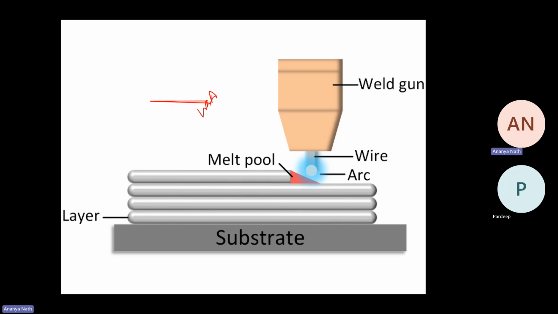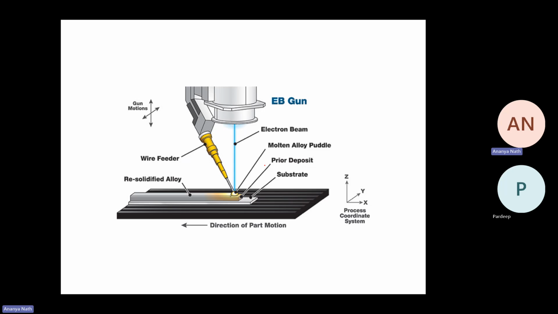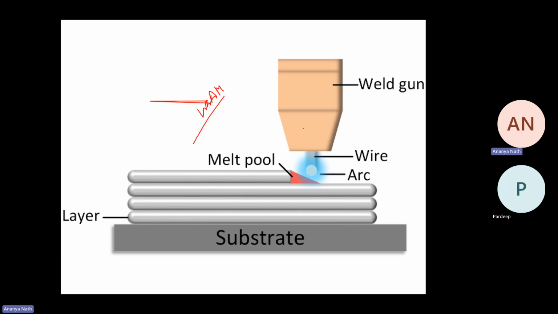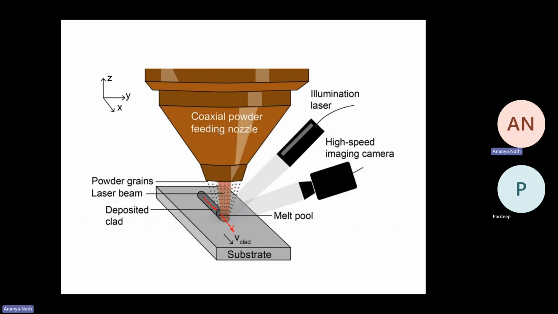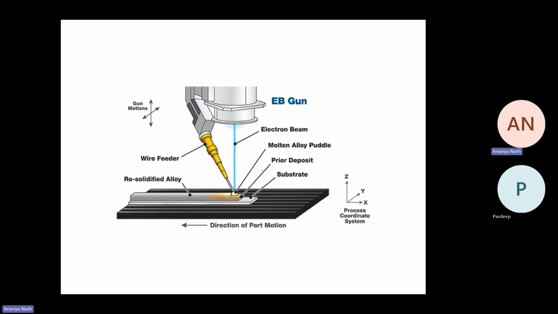Wire arc additive manufacturing. Next, the last type of DED, which is the electron beam DED. So here, instead of laser, the electron beam is coming and the wire is fed from off axis. Similarly, the wire is getting melted using this high energized electron beam. Here it was getting melted using arc. Here it was getting melted using laser. Instead of powder, you can also use wire of metal, and you are depositing the metal.